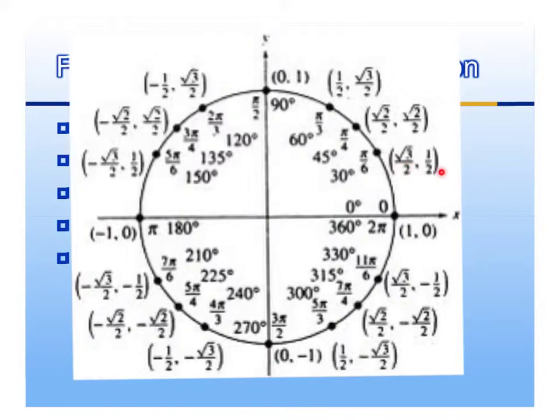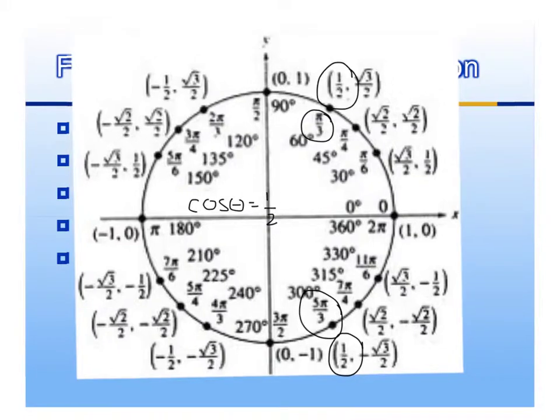I'm going to throw out a quick for instance. Let's say I have cosine of theta equals a half. Well, where does that happen? Wherever I have positive a half for x, that's part of my solution. So I have two solutions: pi over 3 and 5 pi over 3.